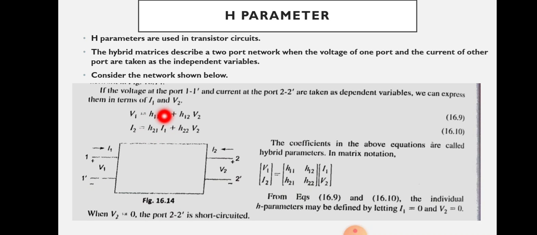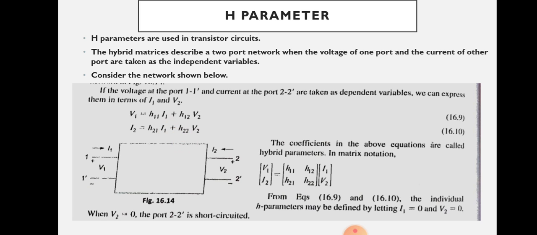So once we are open circuiting the input terminals 1 and 1 dash, we will obtain the values of H12 and H22. So H12 equals V1 by V2 at I1 equal to 0. Similarly, H22 equals I2 by V2 at I1 equal to 0.